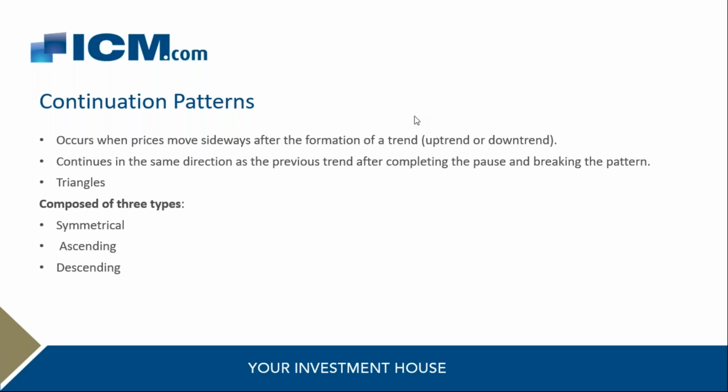So these continuation patterns are of three major types. One is the symmetrical, one is the ascending, as well as the descending. So let's move on to the next, where we're going to see how exactly the symmetrical looks like.